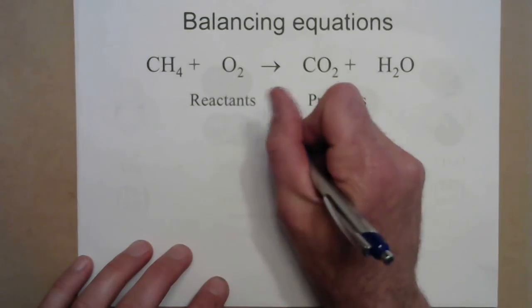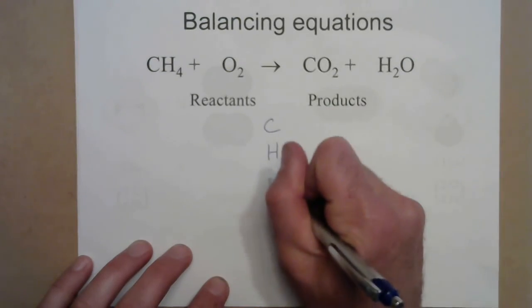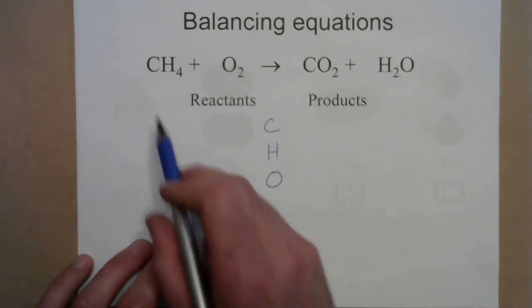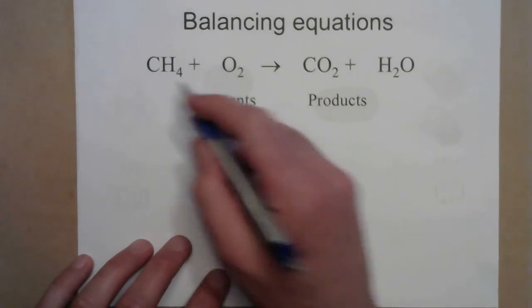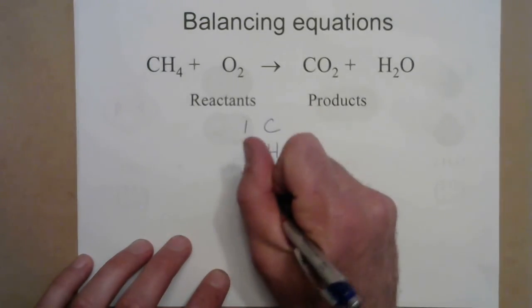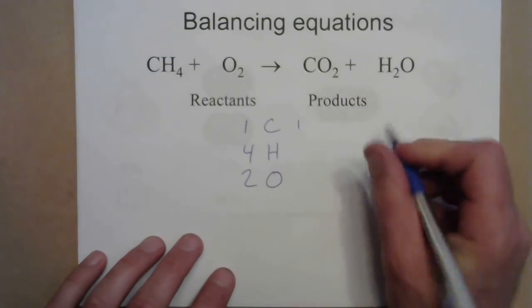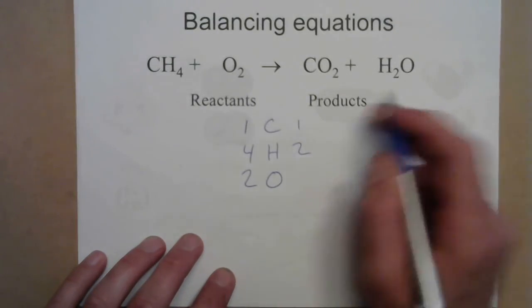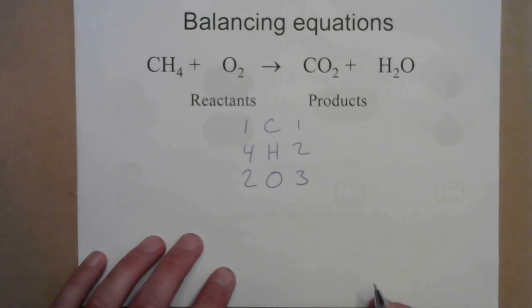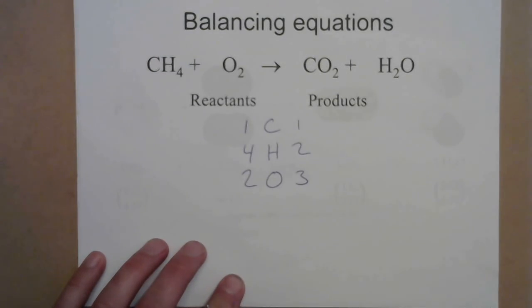So what I'm going to do is just list out the elements that are present in this equation. Carbon, hydrogen, and oxygen. And then I'm going to count how many I have on each side. So on my reactant side, I have 1 carbon, 4 hydrogens, and 2 oxygens. Product side, 1 carbon, 2 hydrogens, and 2 plus 1 more, so 3 oxygens. So the carbons are balanced, that's good. The hydrogens are not, so I need to balance the hydrogens.